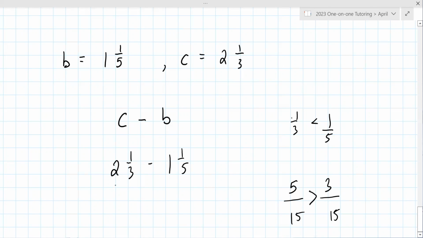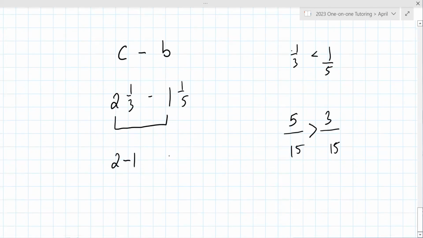You can take the 2 and subtract the 1, and then take the 1/3 and subtract the 1/5. Okay. So that's 1, and then it'd be 2/15. 1 and 2/15. Yes. Very good. All right, let's try another one here.